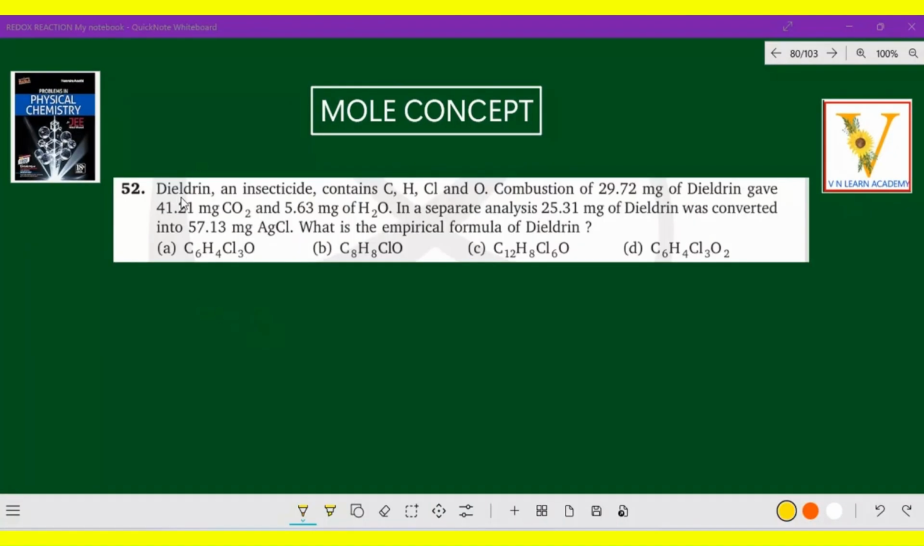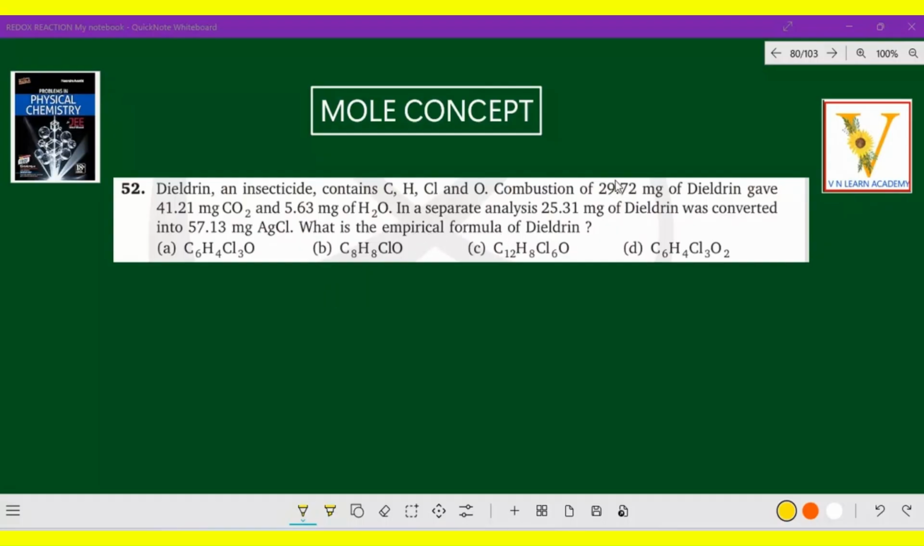The next question: Dieldrin, an insecticide, contains carbon, hydrogen, chlorine, and oxygen. Combustion of 29.72 milligram of dieldrin gave 41.21 milligram of carbon dioxide and 5.63 milligram of water. In a separate analysis, 25.31 milligram of dieldrin was converted into 57.13 milligram of silver chloride. What is the empirical formula of dieldrin?